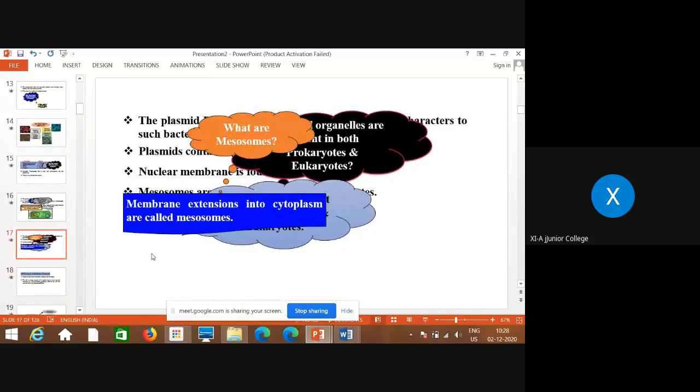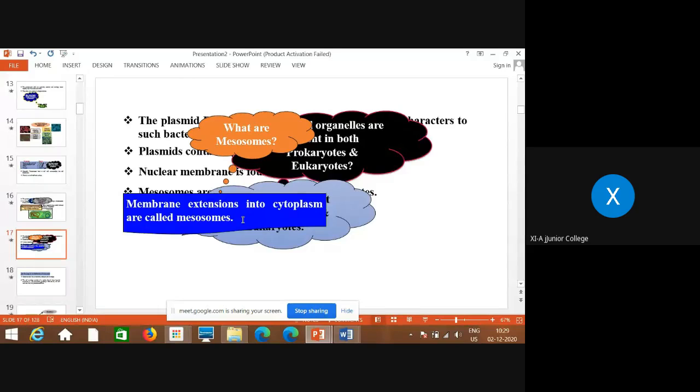Now membrane extensions into the cytoplasm are called mesosomes. If you see the diagram in your textbook also, you can see the mesosomes in the diagram. Here, though it is given as a 3D structure, I will show you a few more diagrams which will make you understand easily in 2D. So membrane extensions into the cytoplasm are called mesosomes, which extend from the plasma membrane.